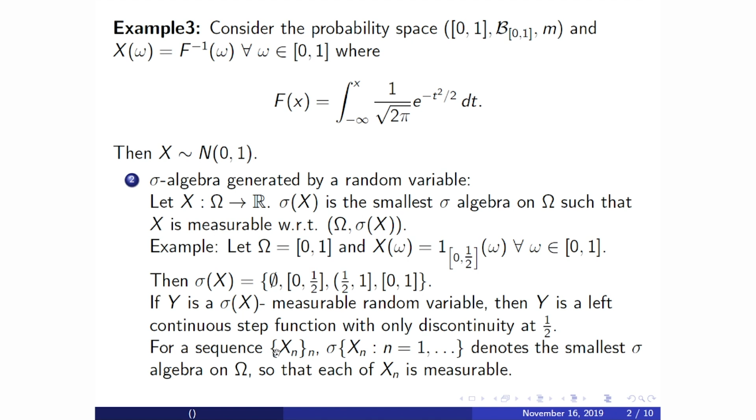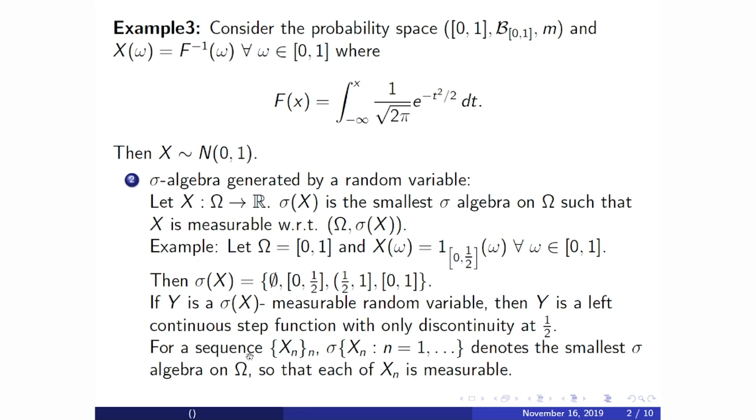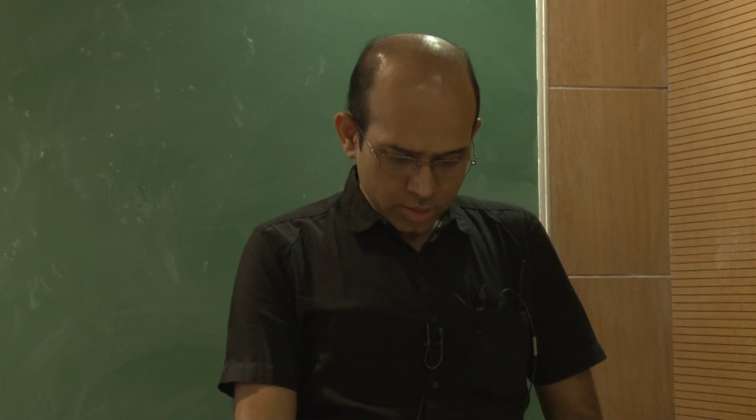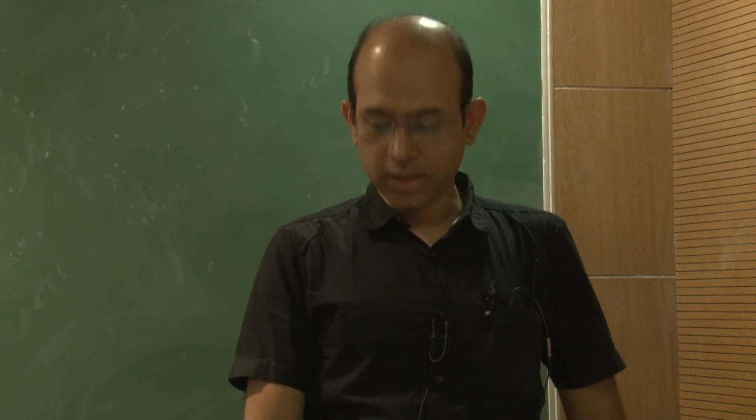Now, we see what happens if we have a collection of random variables instead of a single random variable. Say we consider a sequence X_n of random variables. Here sigma(X_n) denotes the smallest sigma algebra on omega so that each X_n is measurable. One might not need to consider only a countable collection; one can take an arbitrarily large collection also.